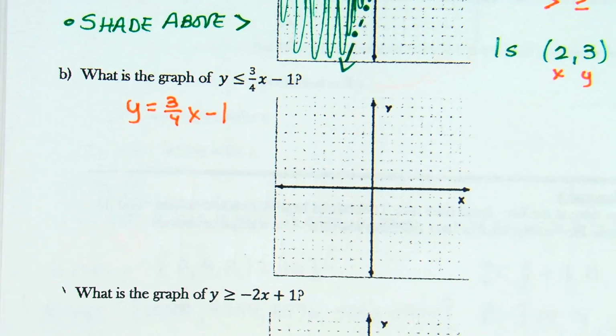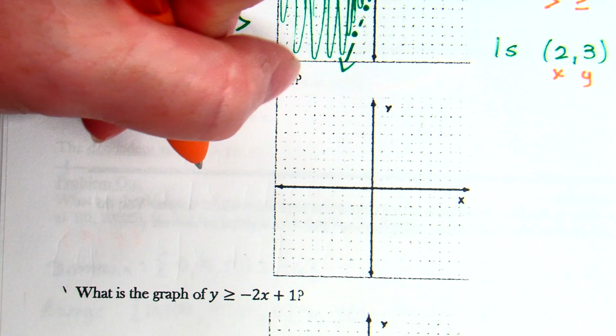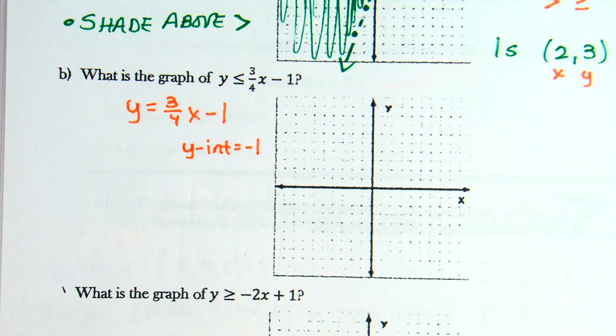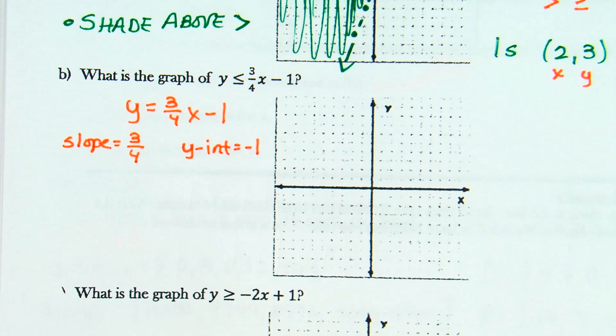How do I graph y equals 3/4 x minus 1? What do we have here? You've got a y-intercept of -1. And you've got a slope of 3/4.